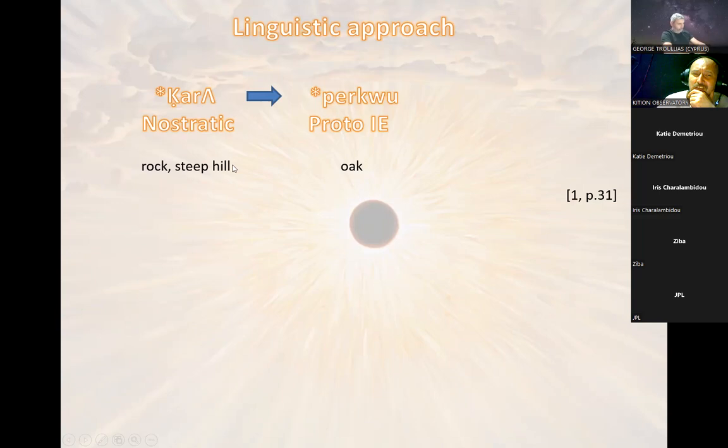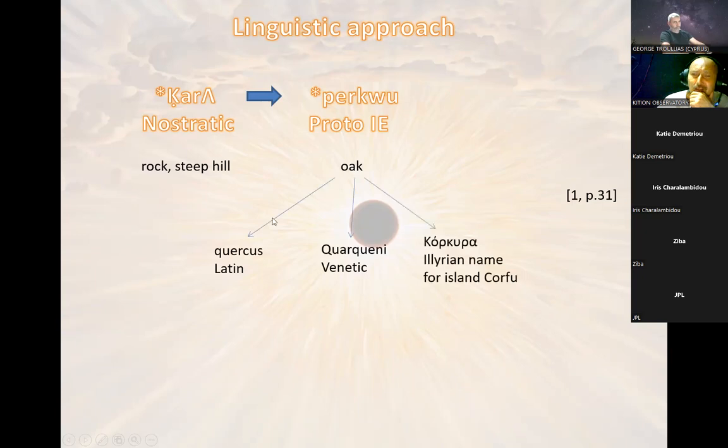Cara means rock, steep hill, and Percu means oak, and oak we could hear till now, for example, in Latin, Cercus, Percu, so Cercus, or Cercuere, or even Corcyra, it's an Illyrian name for the island Corfu. So we constantly meet with oak like this in modern languages. And moreover, Percu brought to the name of the god Perun, that was the main god who struggled with a snake in the basic myth, and the god of the function is the god of thunder.